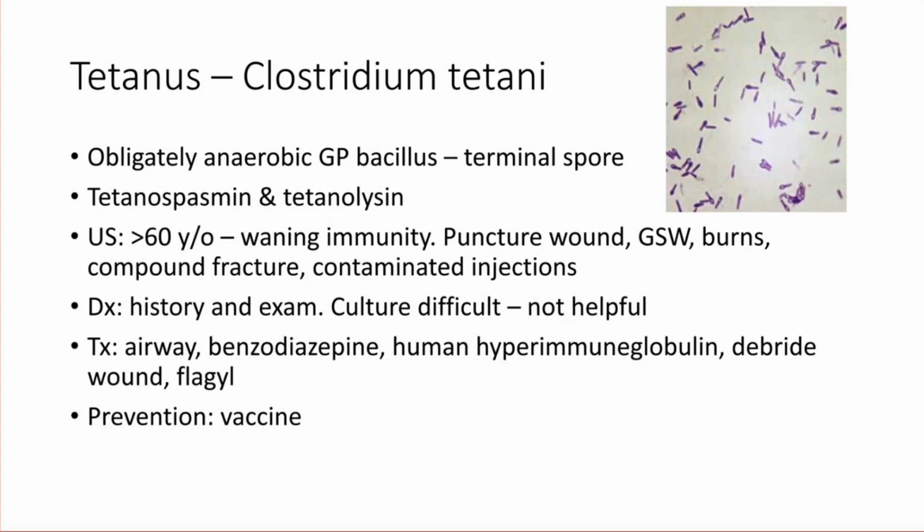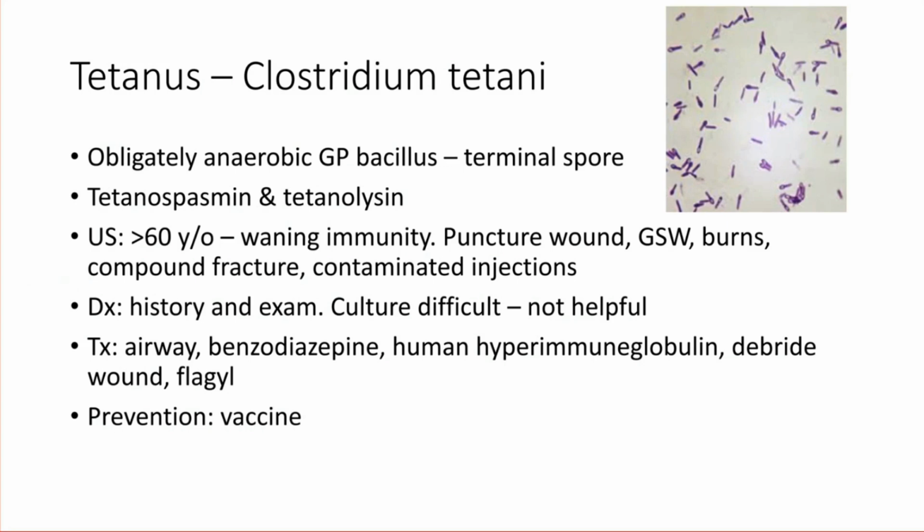In the United States, watch out for patients with waning immunity, so those are older, elderly patients. Even in general, if they don't see their PCP for over 10 years, they're not vaccinated, right? High risk wounds: puncture wounds, gunshot wounds, burns, compound fractures, contaminated injections. Our ED is really fantastic at giving tetanus shots, but be wary if you see these patients in the burn unit and you're looking for tetanus vaccine history and you don't see it. Probably best to give them a tetanus shot.